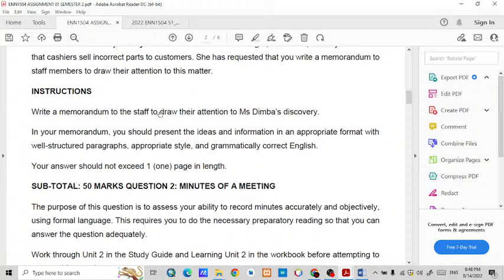Then in your body, you elaborate on it. One of the things that you can say in your body, first you can explain that by them selling the wrong parts, they're gonna end up losing clients.